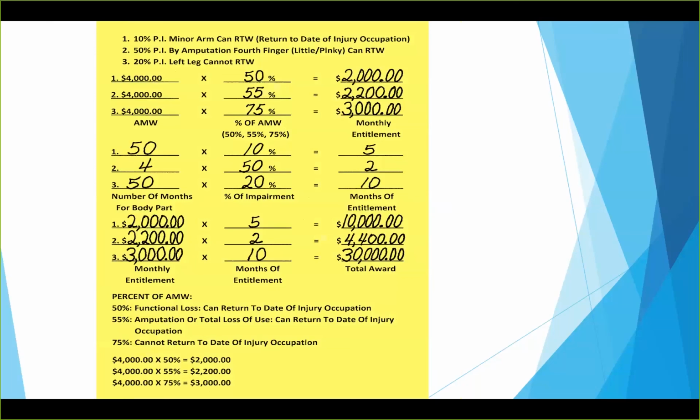Now, for the last one, the 20% permanent impairment of the left leg, the injured worker could not return to work, at least not the date of injury work in this example. So we'll be utilizing the 75% rate of the average monthly wage, giving us a $3,000 monthly entitlement. The left leg is going to be worth 50 months in the law book, multiplied by the 20% gives us 10 months of entitlement for a total award of $30,000.